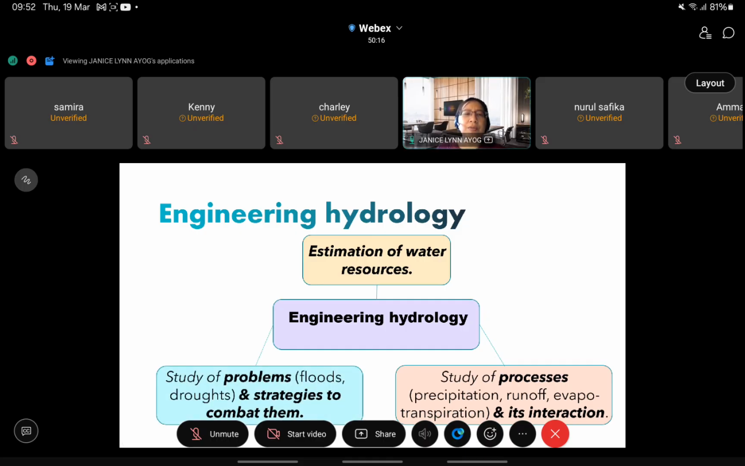Also, you're going to study about the problems. You're looking into floods and also droughts. So floods, too much water, droughts, too little water, and basically how to combat them? What are the strategies that you have to take, or possible management to make sure that it doesn't get worse?